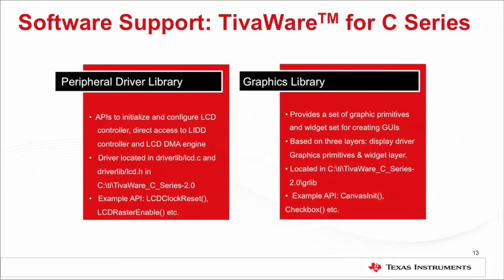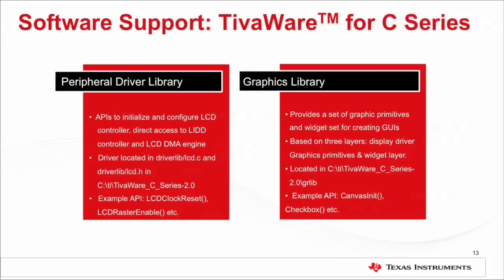The drivers LCD.C and LCD.H are located in the TivaWare for C series. Extensive documentation that includes information about function prototype, return type, arguments, etc. is also available in TivaWare for C series. We have also developed a graphics library that provides a set of graphic primitives and widget set for creating GUIs. It is based on 3 layers: display driver layer, graphic primitives layer, and widget layer. The source code along with extensive documentation are provided in the TivaWare for C series for your reference.